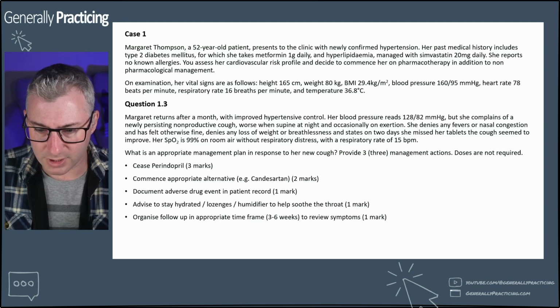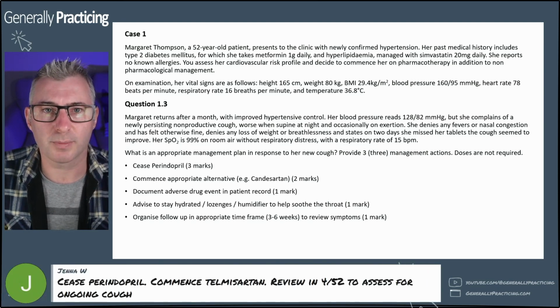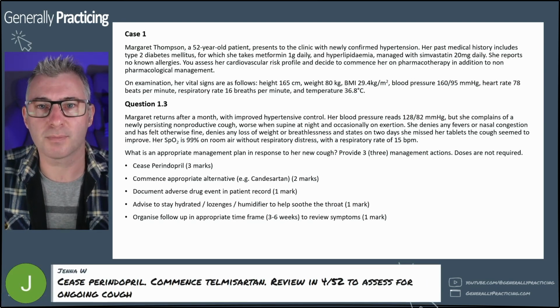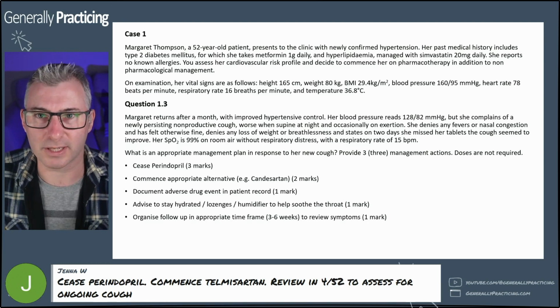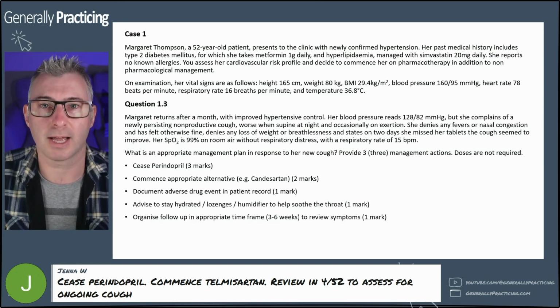Again, coming in from the chat here, let's have a look. So we've got cease perindopril, fantastic. Commence telmisartan, brilliant. And review in 4 weeks to assess for ongoing cough. Absolutely love it.